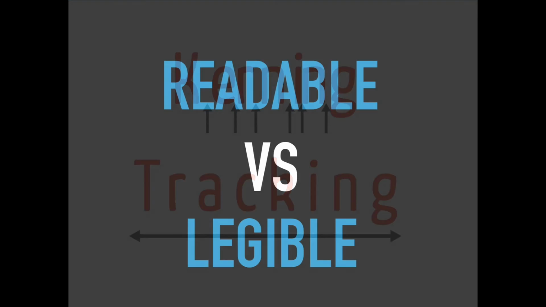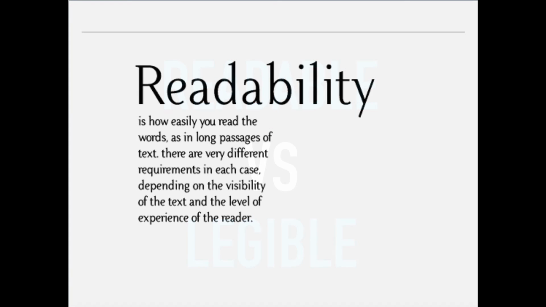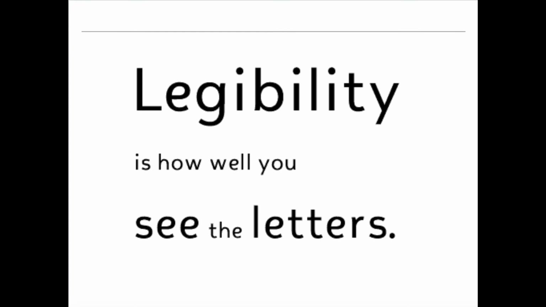When looking at a piece of text, we want to make sure that the text is readable and the characters are legible. More specifically, readability is how easy it is to read a long passage on a page. Legibility is how easy it is to recognize a specific character.